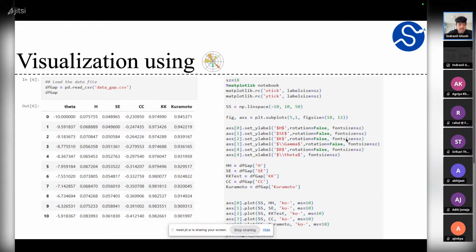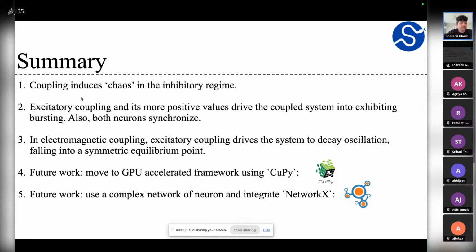So summary, okay, I took one more minute. The summary is that I used Python to study coupling and how it induces chaos, and all the behaviors that you saw. So in terms of future work, I want to move the study to a GPU accelerated framework.